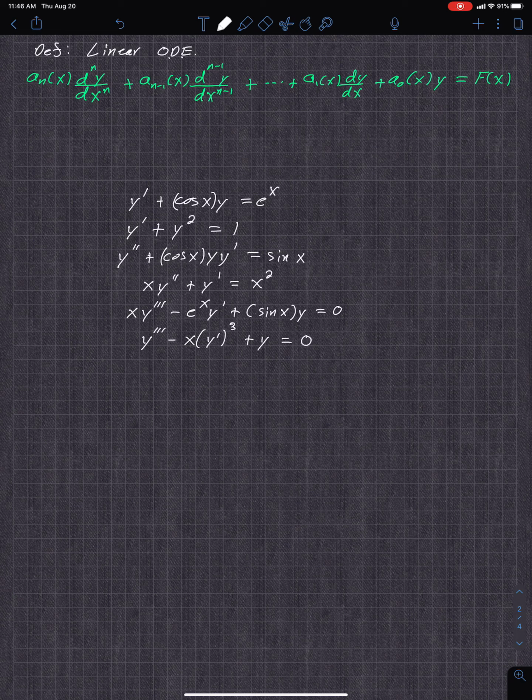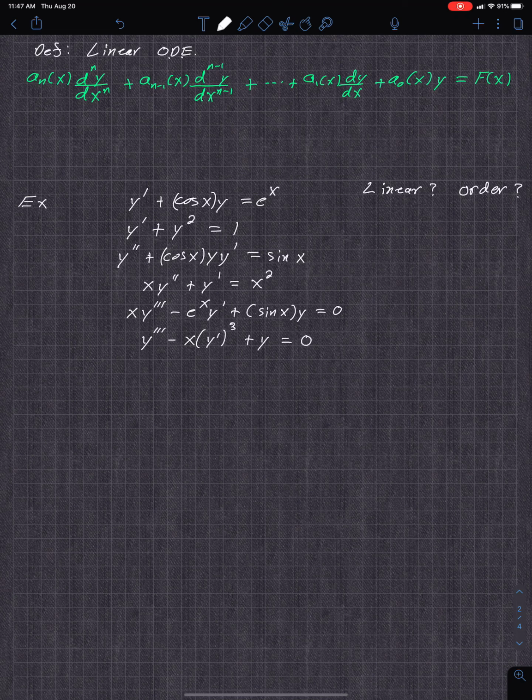So let's go through those. Let's call this an example. First of all, we'll talk about linear or not. So yes or no, is it linear? And I haven't defined this yet, but what's the order?